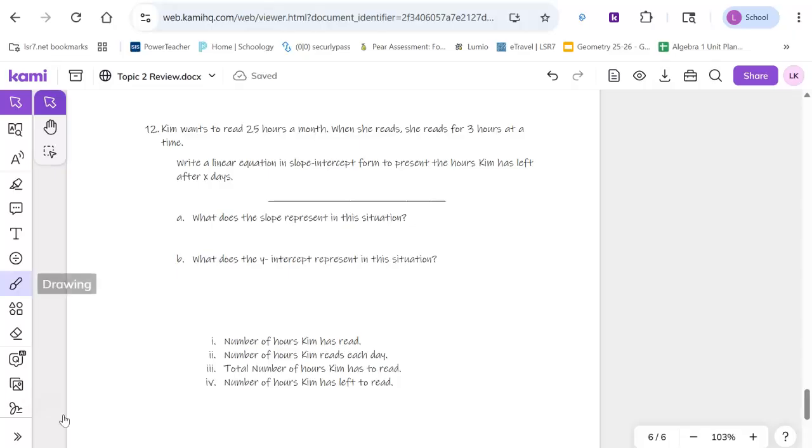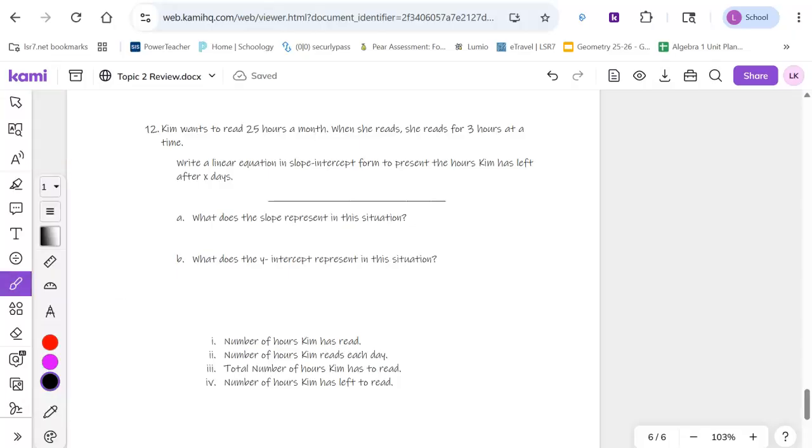Finally, my last problem. Kim wants to read 25 hours a month when she reads 3 hours at a time. Write a linear equation in slope-intercept form to represent the hours Kim has left. So, what is her starting point? 25. That would be my b. My starting point is my y-intercept.